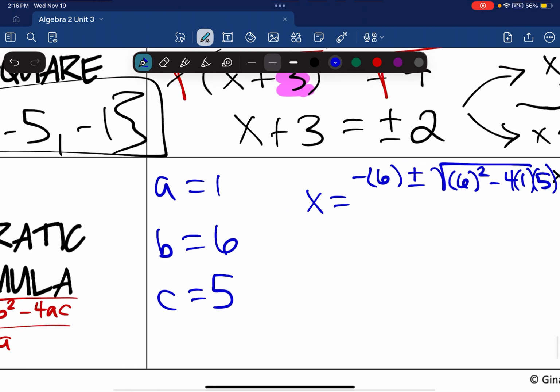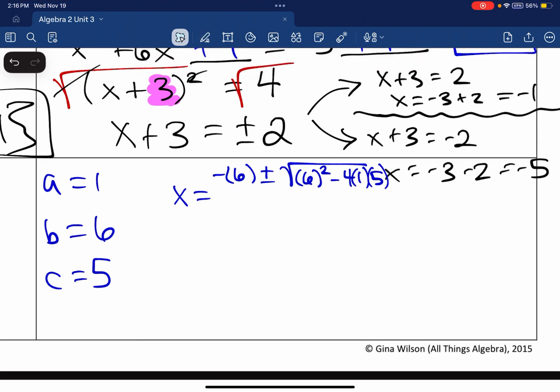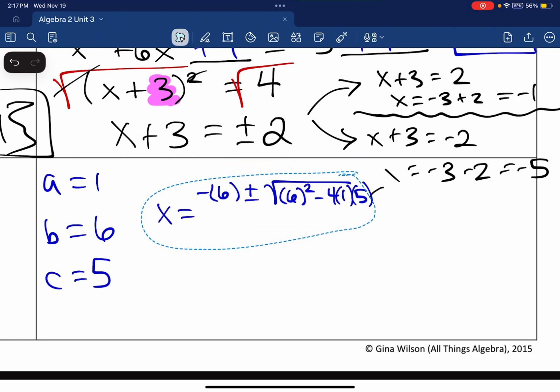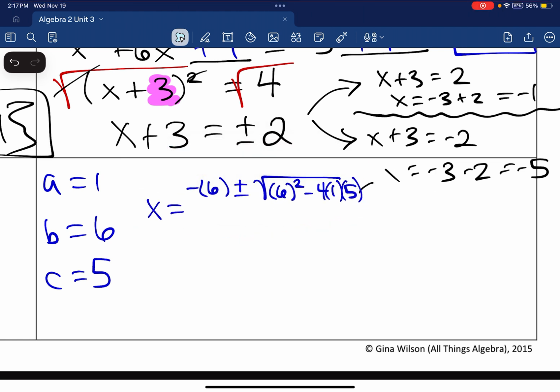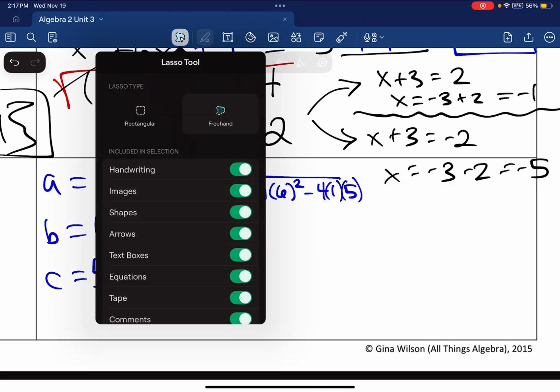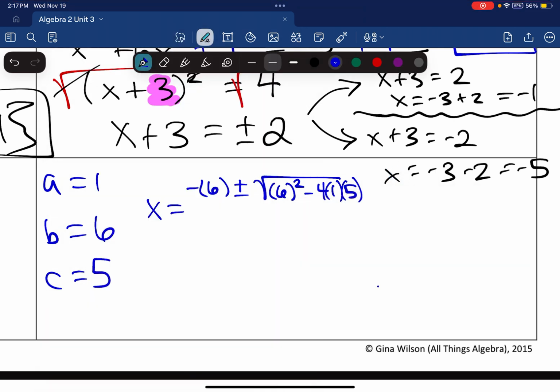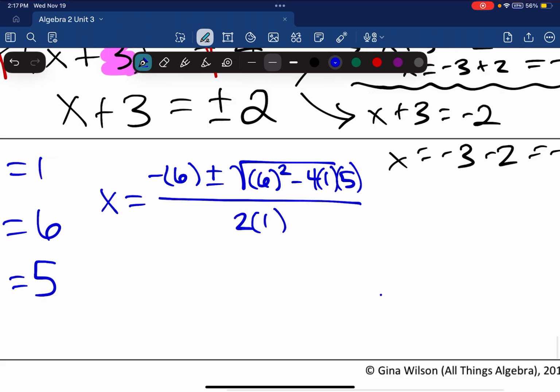I think I'm going to lasso this and move it away from the work from the previous problem. Okay, back to our quadratic formula. This is all over 2 times a.